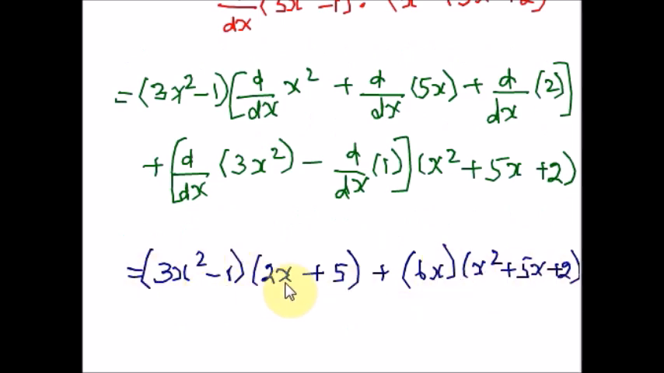This is just like the FOIL method. You have to multiply each and every term in the second parenthesis by each and every term in the first parenthesis, like 3x² times 2x, 3x² times 5. In the same way, negative 1 times 2x, negative 1 times 5. And for the second term, you have to multiply each and every term in the second parenthesis by 6x: 6x times x², 6x times 5x, and 6x times 2.